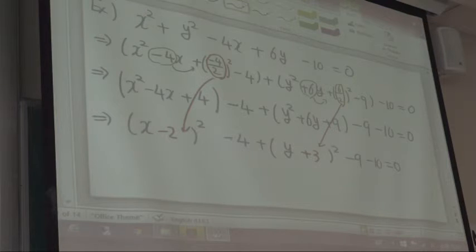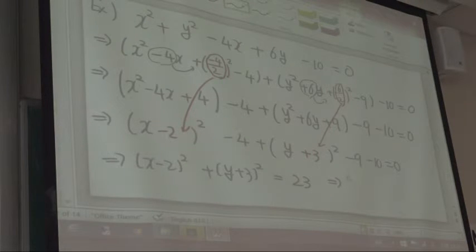Now let's combine the constants and move the constant to the right hand side. Then we have x minus 2 squared plus y plus 3 squared. And negative 4, negative 9, which is a negative 13, and negative 10. So we have a 23.